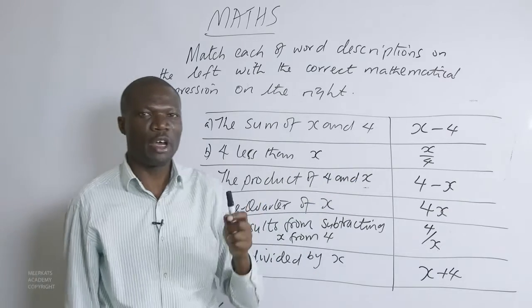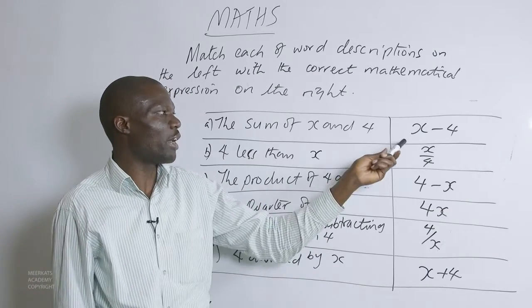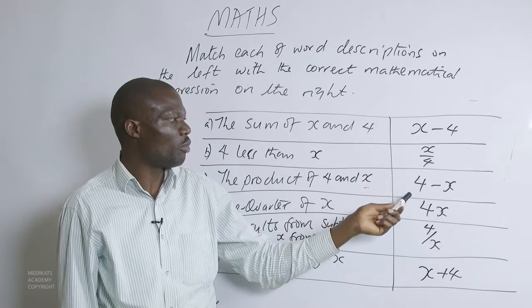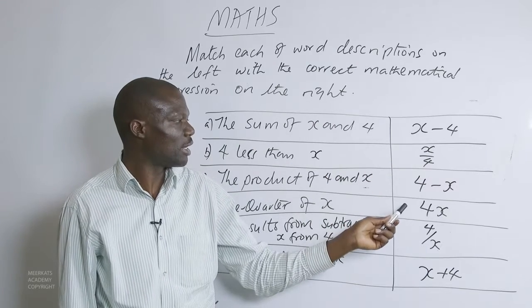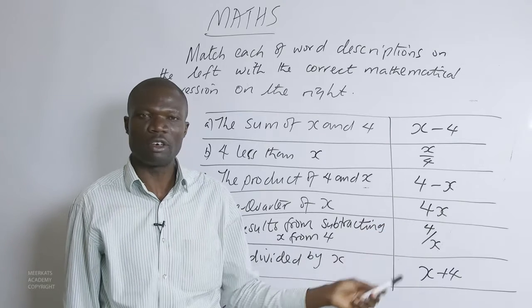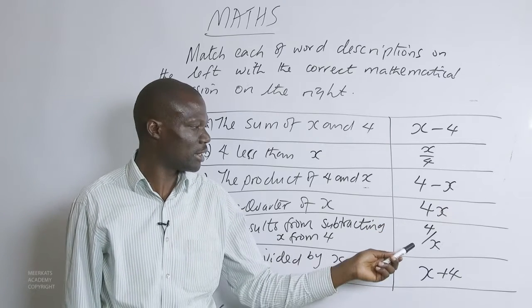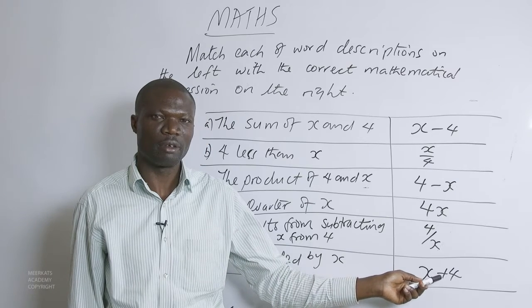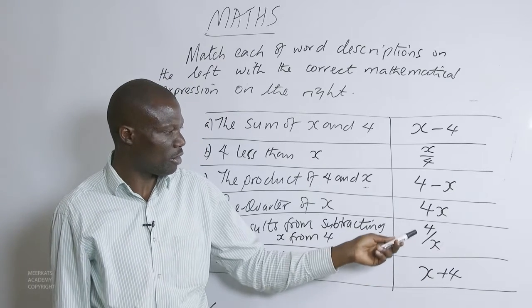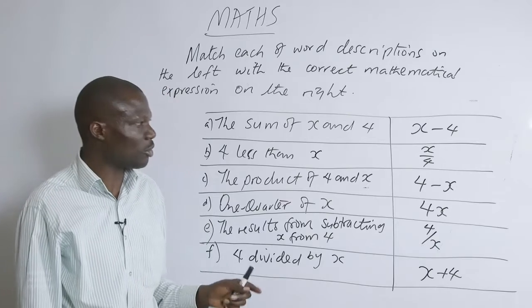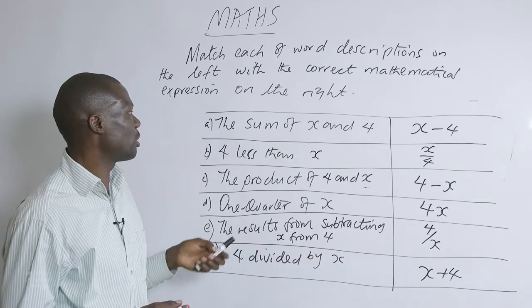On the side where we have the expressions, we have x minus 4, x over 4, 4 minus x, we have 4x, 4 over x, and finally x plus 4. Now, let us start. We want to match and see what it means.